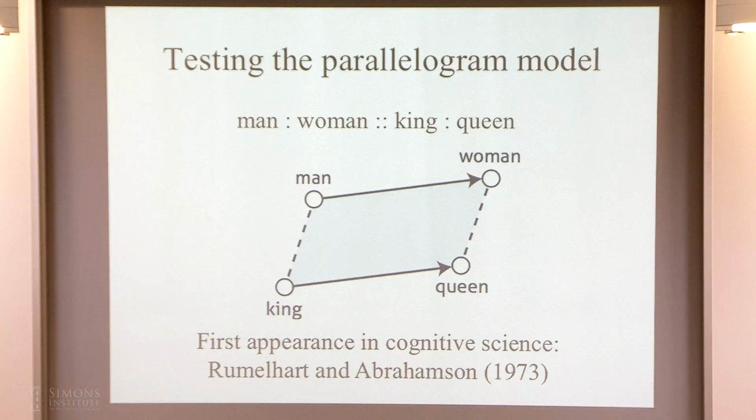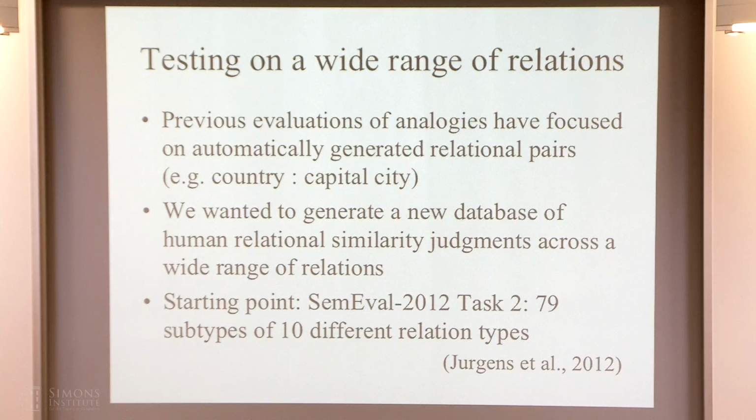So they're assuming that you've got that spatial representation, and then you apply this model. A lot of the analyses that have been done of models like Word2Vec have focused on relatively artificial relational pairs, things that you could generate automatically, like the relationship between a country and its capital city. So we generated a new database of human relational similarity judgments across a pretty wide range of relations to try and understand the circumstances under which this kind of model works well.